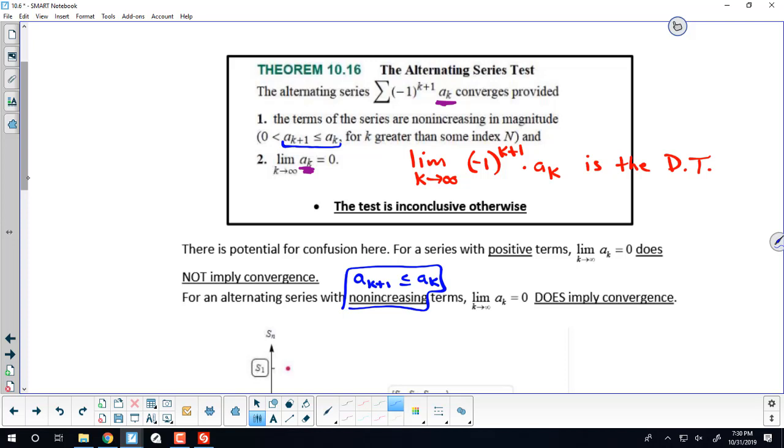In this particular context, if you have an alternating series, you can't just test the limit on the a sub k. If you test the limit on a sub k and you get a number, that doesn't tell you it diverges. Right. So both of those conditions have to be met in order for this series. That's the assumption, right? It says the alternating series converges if 1 and 2 are true. If 1 and 2 are both not true, then the alternating series test doesn't tell us anything.